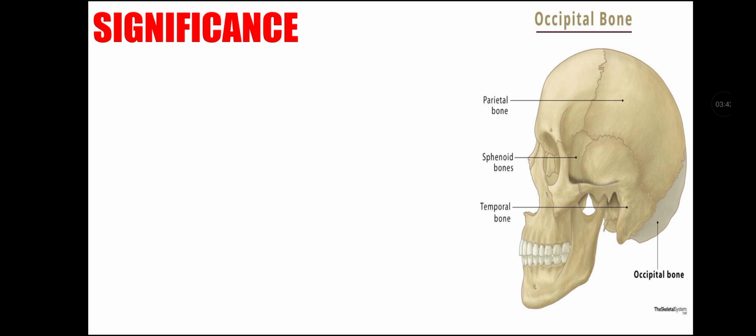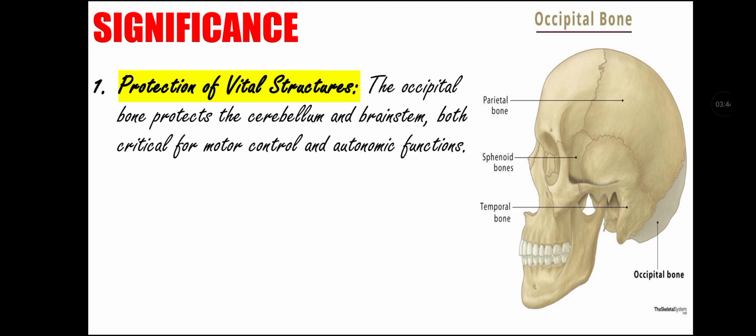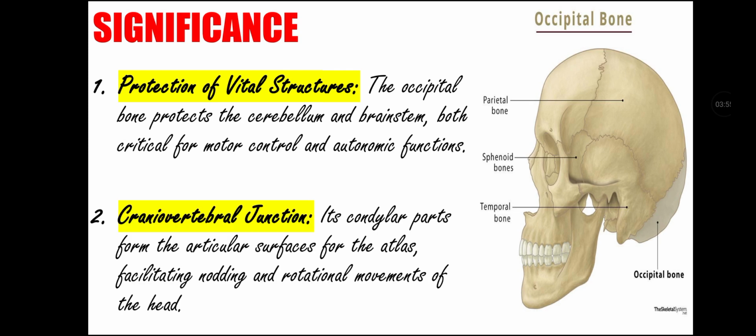Now let's talk about significance of occipital bone. The first significance is protection of vital structures, as the occipital bone protects the cerebellum and brainstem, both critical for motor control and autonomic functions. Second significance is craniovertebral junction. Its condylar part forms the articular surface with the atlas, facilitating nodding and rotational movement of the head.